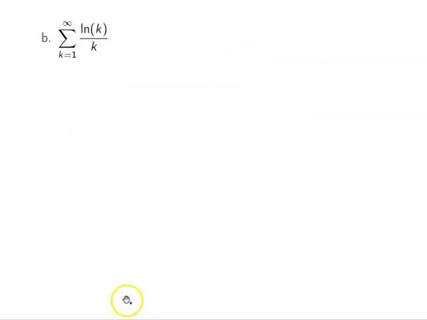Right, and so for B, we have natural log k over k. So again, the easiest thing to compare natural log to is just k. So if I compare this to something, I would compare it to k over k. This will always be less than k over k, right? And k over k is just the sum of ones, but that diverges, right? So it's always larger than just 1 over k, which is a divergent series.